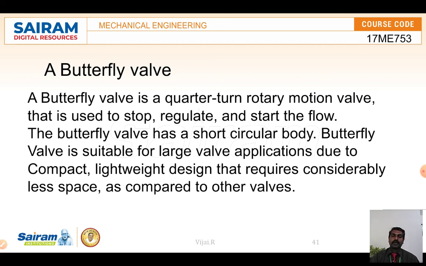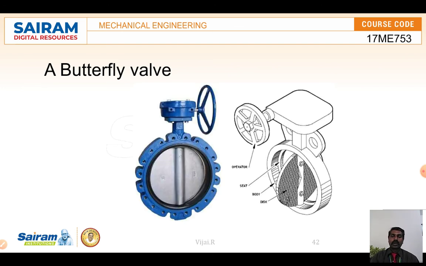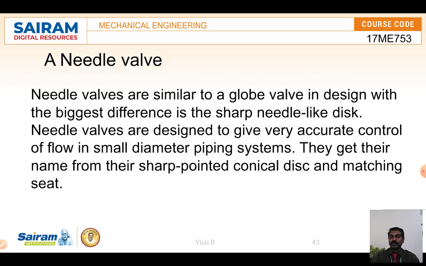A butterfly valve is suitable for large valve applications due to its compact and lightweight design. It also regulates the flow of liquids. Here we see a butterfly valve, where there is a disc like butterfly wings that can rotate by means of the hand wheel. When the disc closes the passage, liquid will not move, and when it tilts to 90 degrees, it will allow flow.